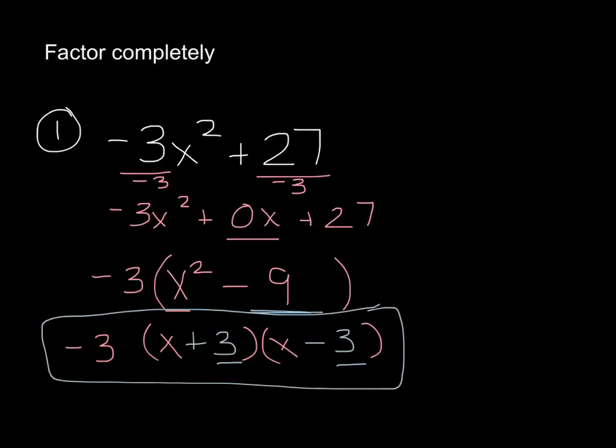And the reason why is because if you take 3 times x, you get 3x. And x times negative 3, you get negative 3x. And those actually equal a 0x, which is what we were going for at the very beginning here, because our middle term does not exist. There's no middle term in there.